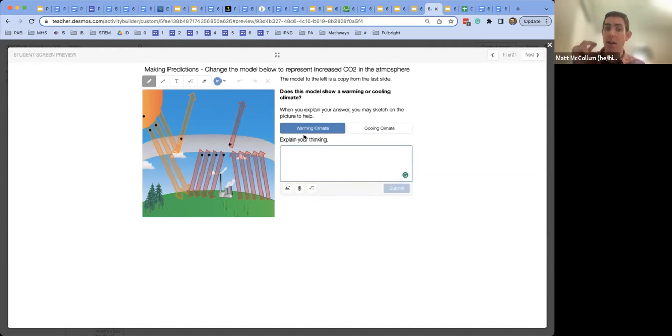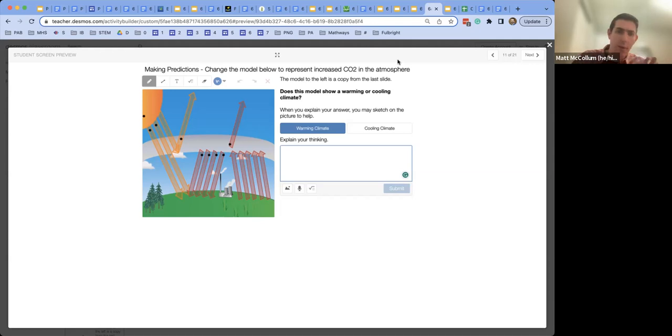So they can get quick iterative feedback on warming and cooling climate models based off of what they did, and get feedback from each other. Also getting feedback from us. How does that model explain what is actually happening in the Earth system?